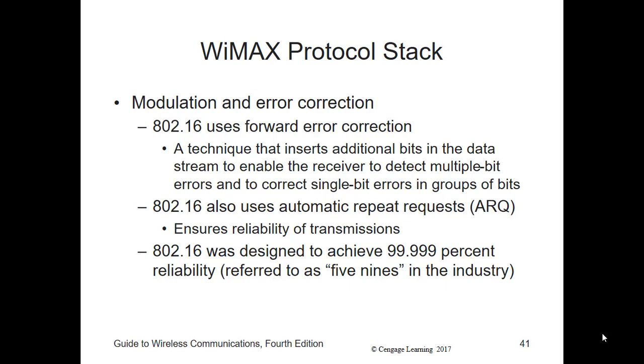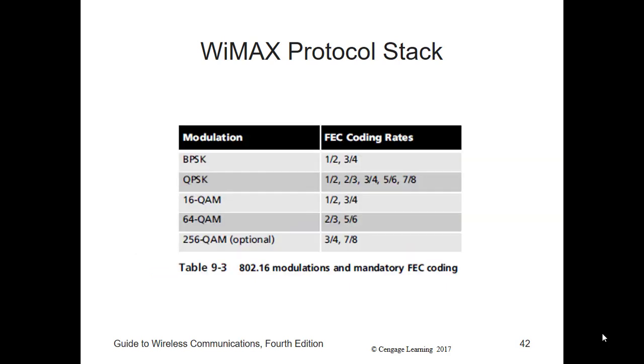Now here you can see the types of modulation supported in 802.16 and the associated mandatory FEC coding that goes with it. Now the coding rates are listed here basically just for informational purposes. As we said before, a full explanation of the FEC is beyond this class. However, it is important to know the different FEC coding rates that are used for increasing the reliability of the transmission itself.